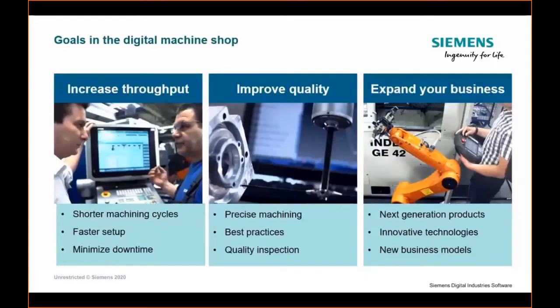The main objective for a machine shop, regardless of the industry, is increasing throughput. That's one of the key competitive pressures. You can increase throughput by shortening machine cycles, faster setup, and reducing machine downtimes. Meeting the quality standards is critical. Consistently achieving high quality requires precise machining, better finish, and using the best practices to achieve repeatability. As you compete, you want to look at new technologies that will open up new business opportunities for you.